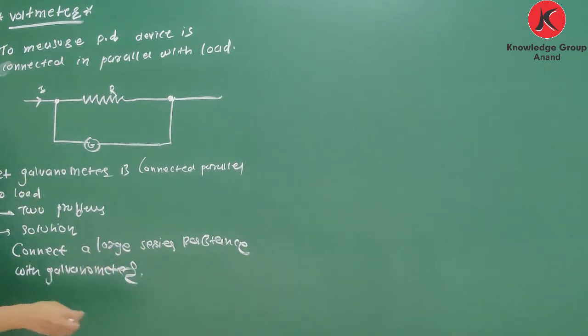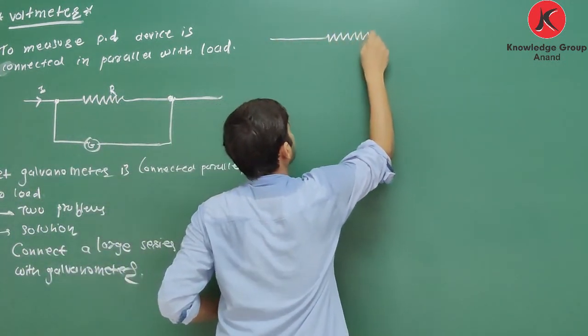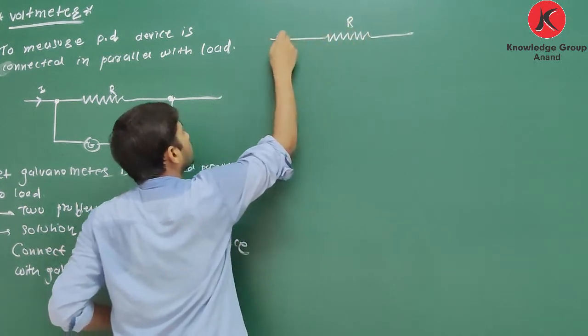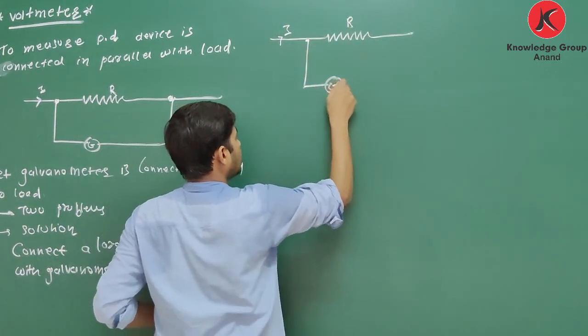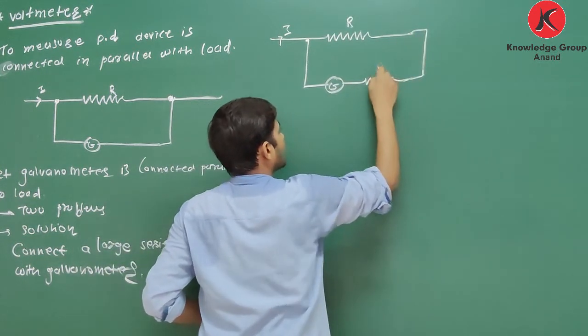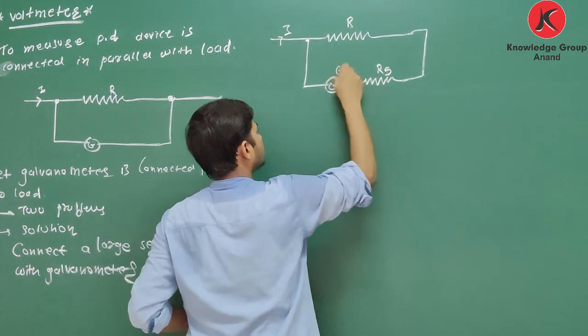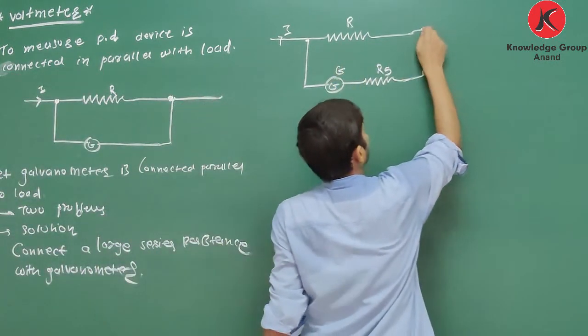Then see how to draw the figure. It is resistance R, current flowing from it is I. Here it is the galvanometer, and we have to connect one series resistance with the galvanometer having value Rs. What is the value of this galvanometer's resistance? It is G. Clear about this?